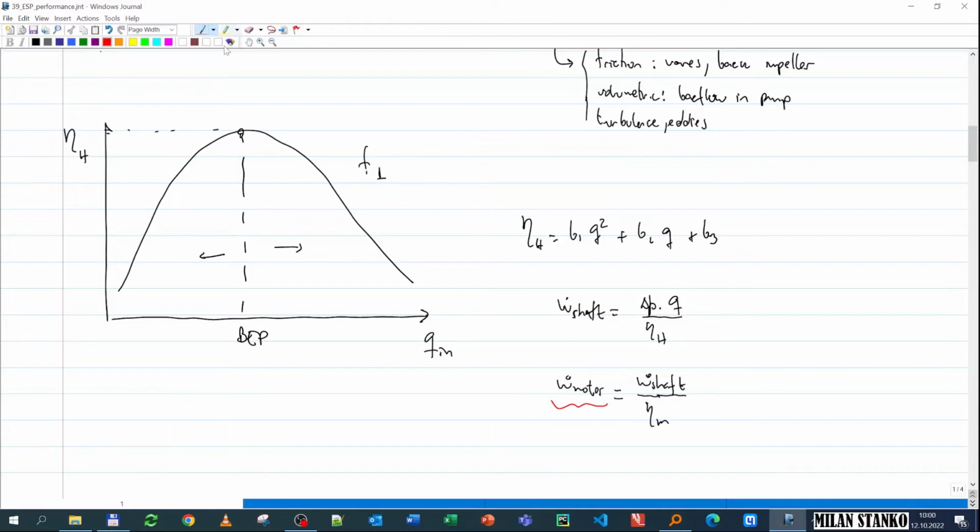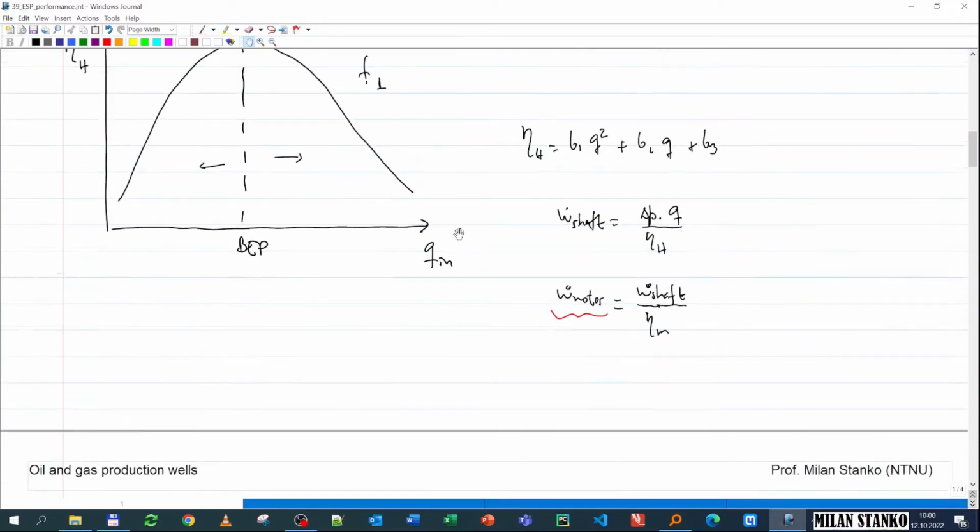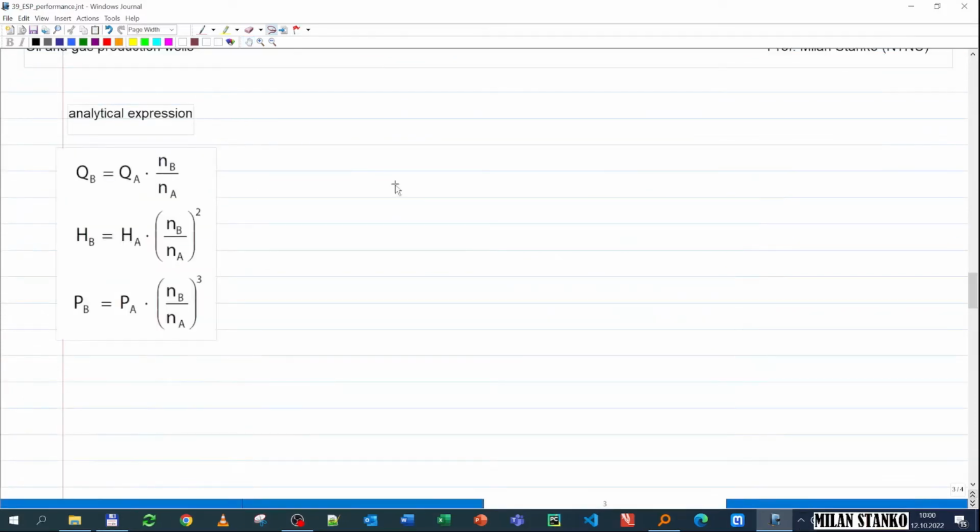Now, so far we have seen that this curve is for a fixed frequency, and we are also interested in seeing how that curve changes with changes in frequency. So let's take a look at that. That is done using the affinity laws, the same thing we have used for rate and for head previously. This is called similarity or affinity laws.